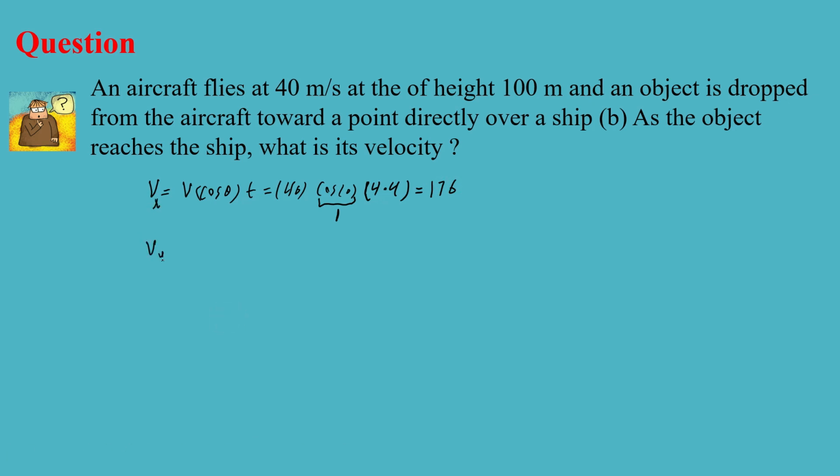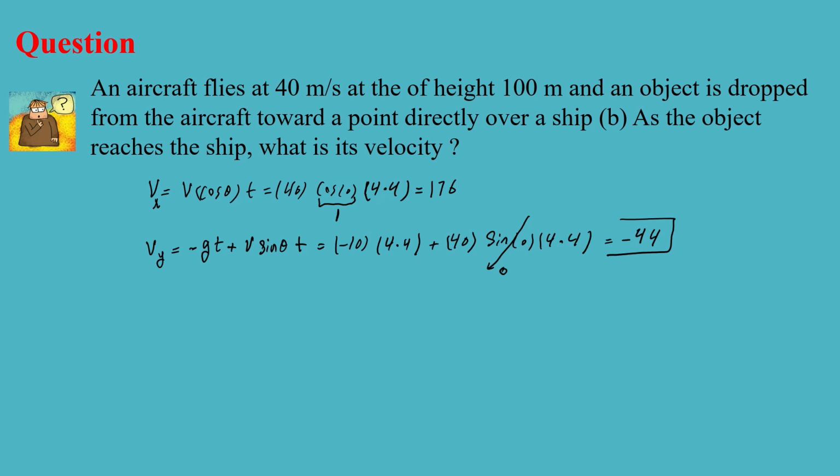For the y direction, I have minus g t plus v sine theta t. So I'm going to say my g is approximately 10, my time is 4.4, and then plus my v, which is 40 again, sine 0, and time is going to be 4.4. So sine 0 is going to be 0, and then my velocity is going to be minus 44.